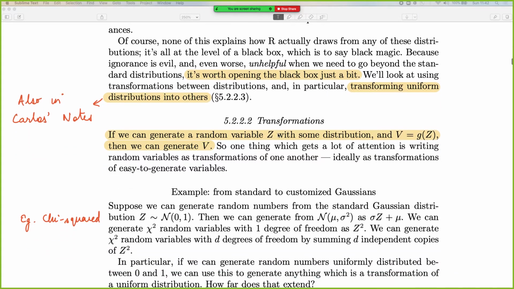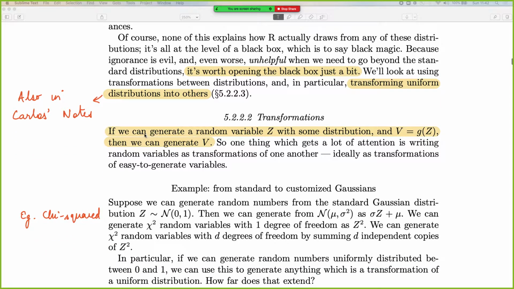So in essence, if we can generate a random variable z with some distribution, and v which is equal to g of z, then we can generate v. It's like a building block. Like one block, if you have the foundation, you can build the next one on top of it, and the next one on top of that, and the next one on top of that. And here by on top of, we are referring to conditioning.